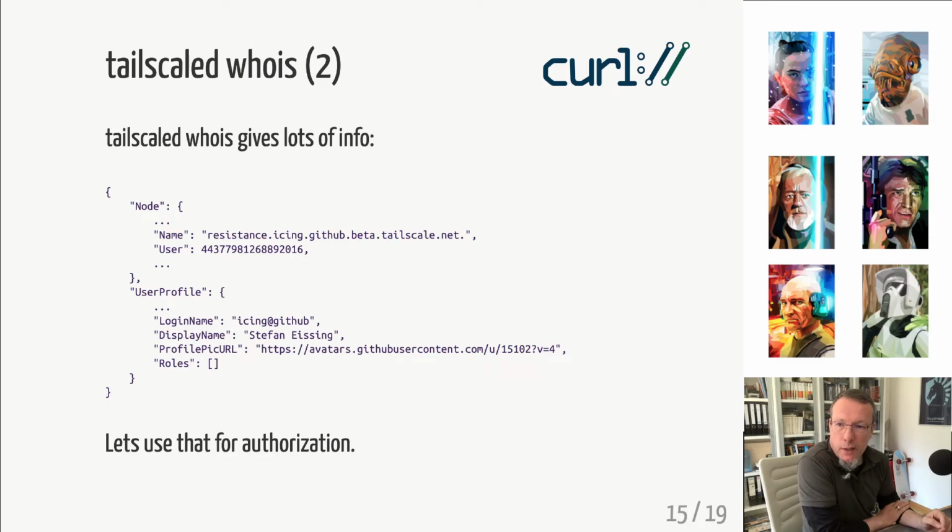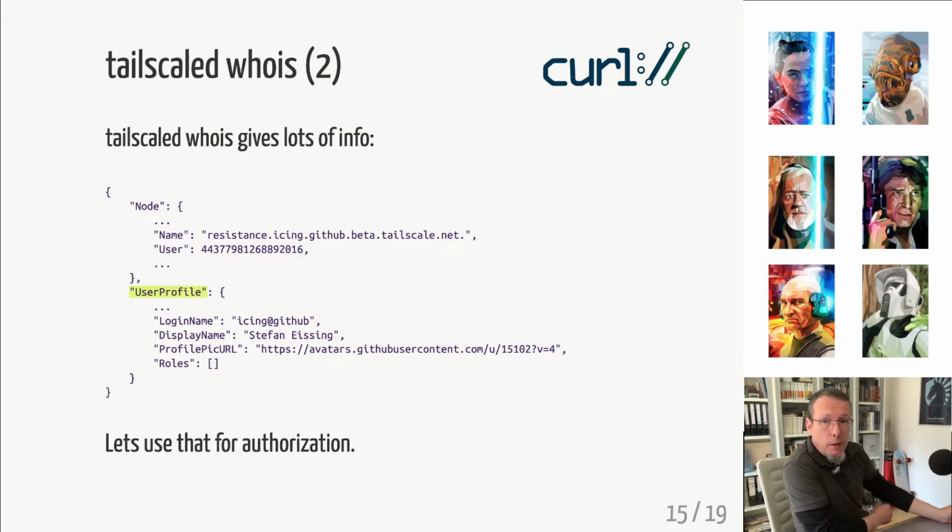What Tailscale gives as a response, the JSON, is quite verbose, with lots of information. I extracted some interesting ones here. You have the node name that is connecting. This is like another of my machines. And you have the user profile which belongs to this node. So if I signed up this node using my GitHub account, all connections from this node will give this information.